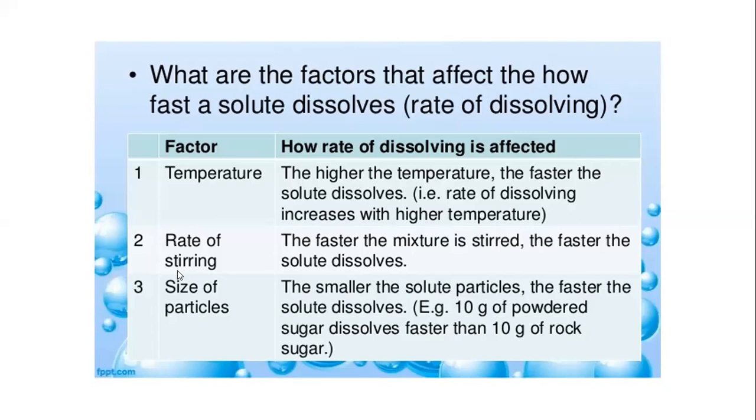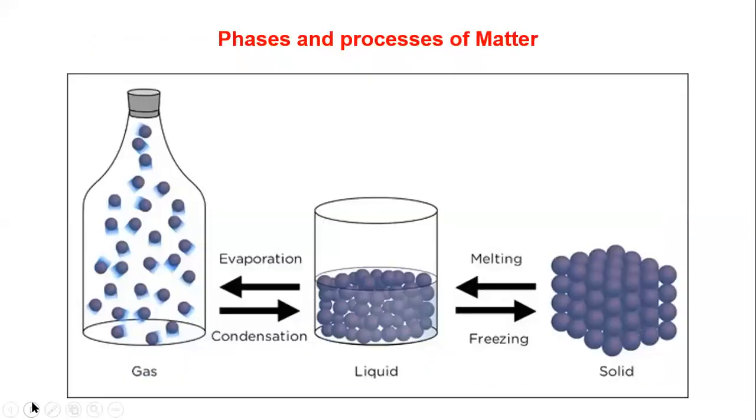Then we have rate of stirring. Rate of stirring basically means the faster you stir something, the quicker it dissolves. And temperature: the higher the temperature, the faster it dissolves. So I need you to learn these three really, really well because it will apply to most of the things that you need to learn.